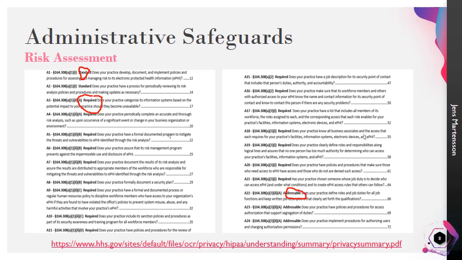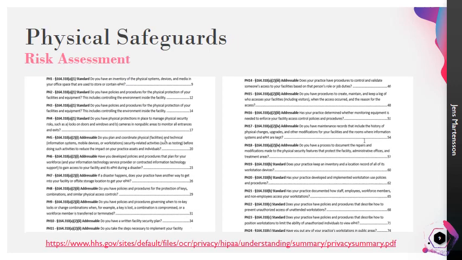So addressable means, okay, this particular measure is not required, but you must implement a measure that is equivalent, that's going to work best for your clinic. So it's not a requirement, because it is, but you are able to utilize processes that work best for your facility, since no facility is the same.